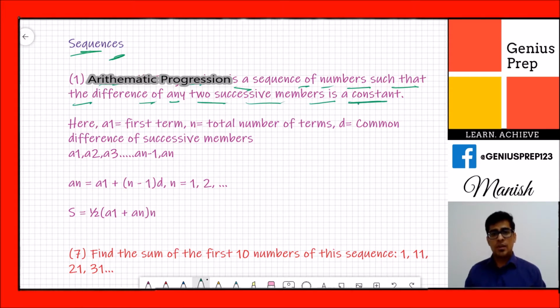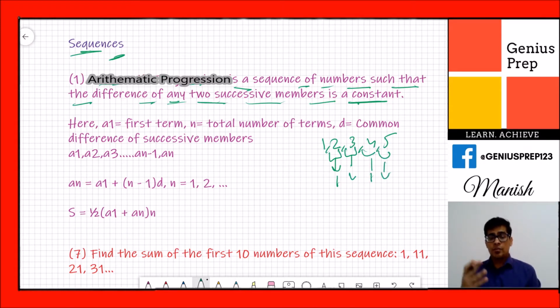Okay, what does it mean? Suppose we have 1 2 3 4 5. The difference of any two successive numbers: what is the difference between these two? 1. Between these two? 1. Between these two? 1. So the difference between two successive numbers is constant. That is called arithmetic progression.